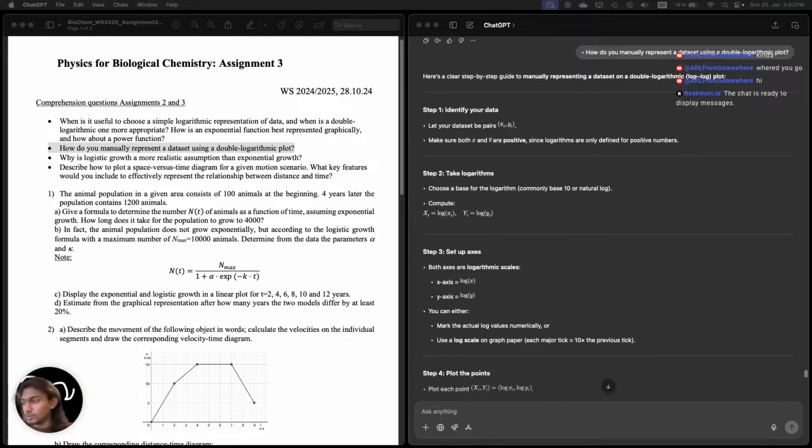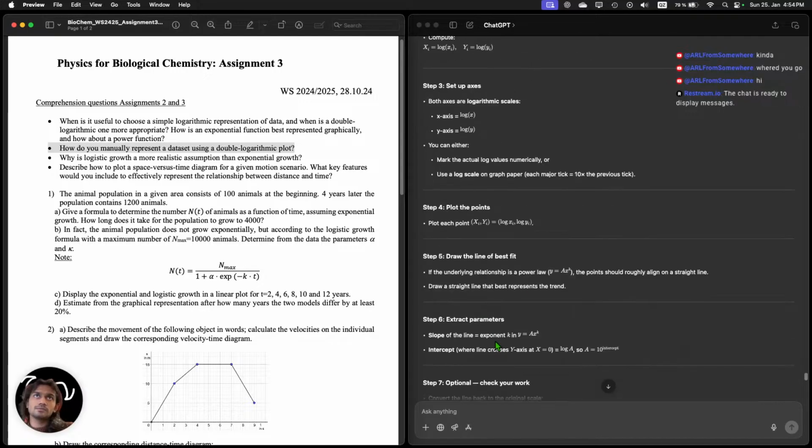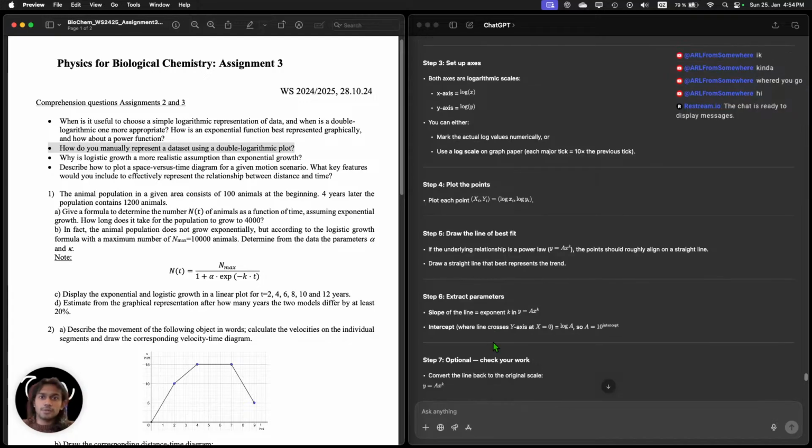We're looking into logarithms, right? Yep. How do you manually represent the data set using double logarithmic plot? Here's a clear step-by-step guide to manually representing a data set on a double logarithmic plot. Draw the line of best fit. Extract parameters. I know. Respect.